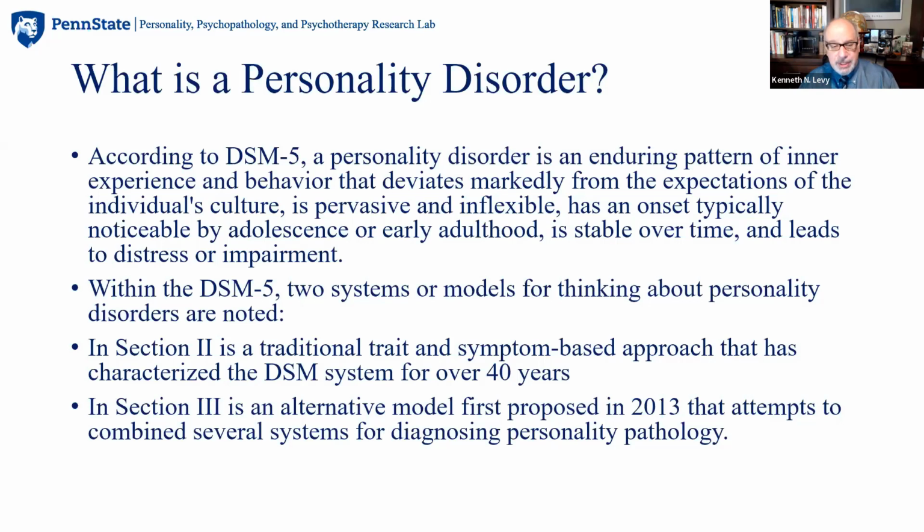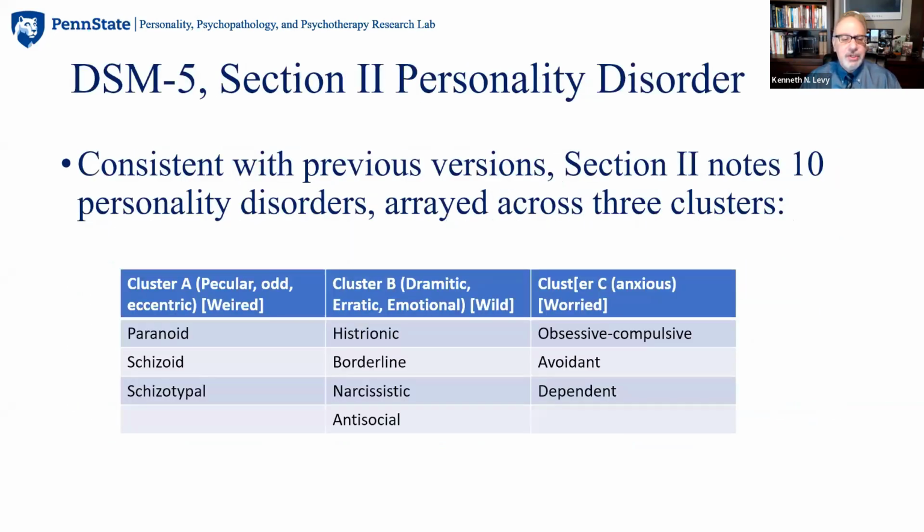There are two systems within the DSM for thinking about personality disorders. One is in section 2 of the DSM and is a traditional trait-based or symptom-based approach that has characterized the DSM for about 40 years. And the other is an alternative model, first proposed in 2013 and increasingly being accepted as a preferred model for thinking about personality disorders. In the section 2 personality disorders, there are 10 personality disorders arrayed across 3 clusters.